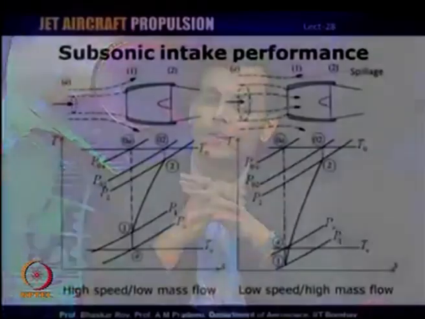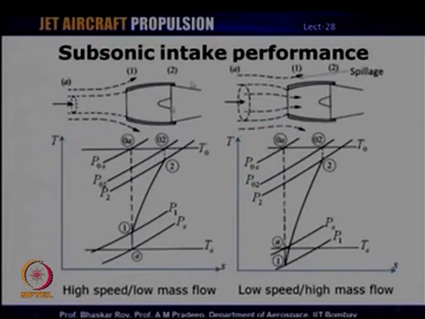So, what I have shown here are two different cases. One is corresponding to high speed, low mass flow, which means cruise. High speed, low mass flow corresponds to cruise. The other extreme is takeoff, which is low speed and high mass flow. Let us look at the cruise condition first.